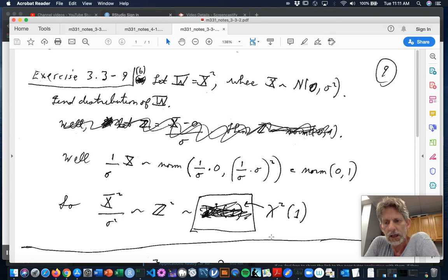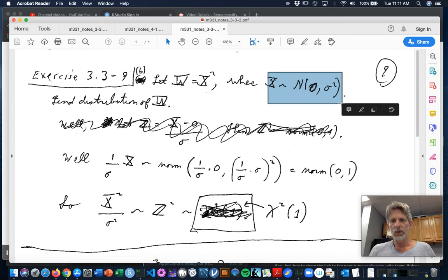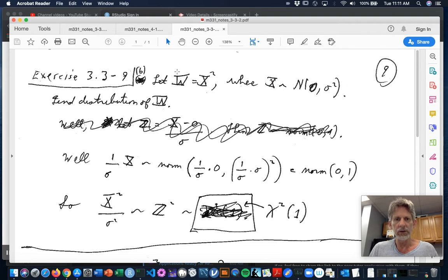Hi, everybody. I decided to go ahead and finish the solution of the exercise that we started on at the end of the last screencast. So remember, this was the exercise where X is some normal random variable with mean zero and variance sigma squared, and you're wondering about the distribution of the square of X. That random variable is called W.